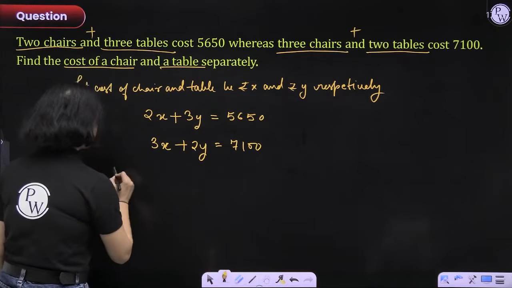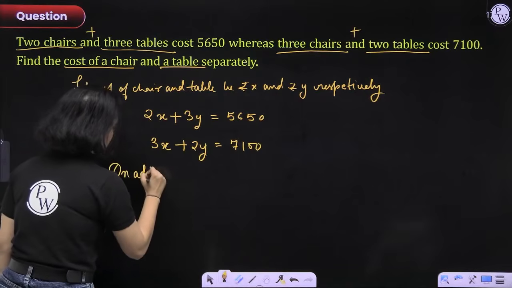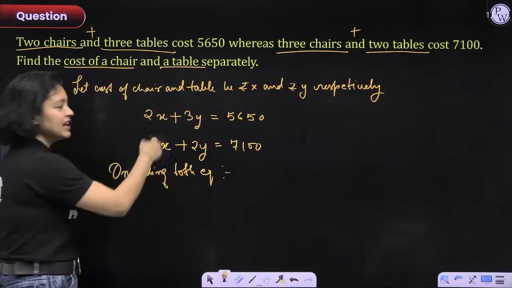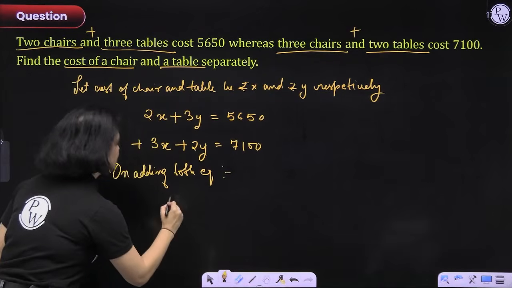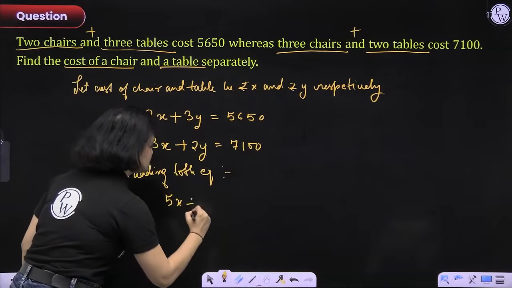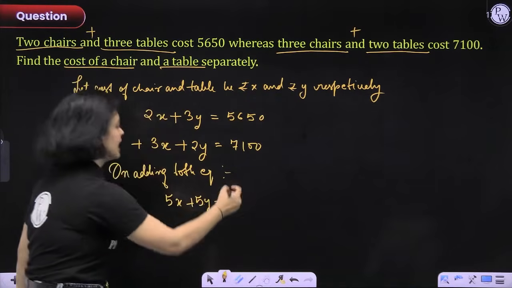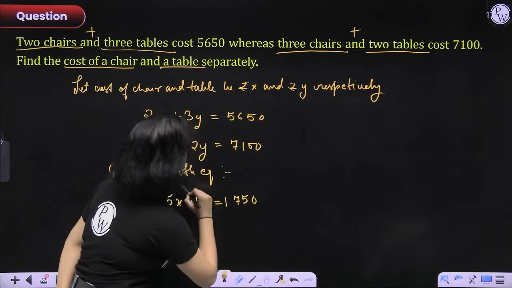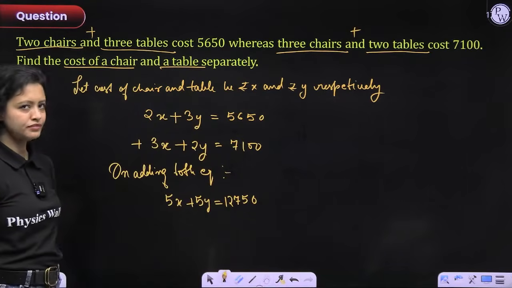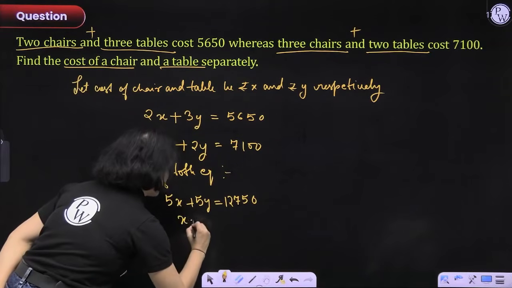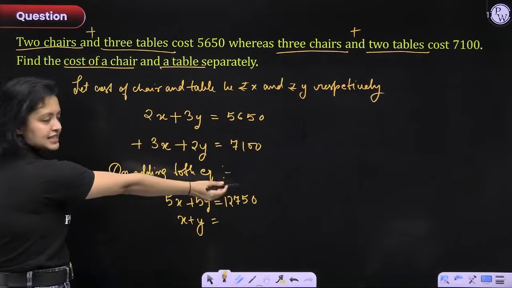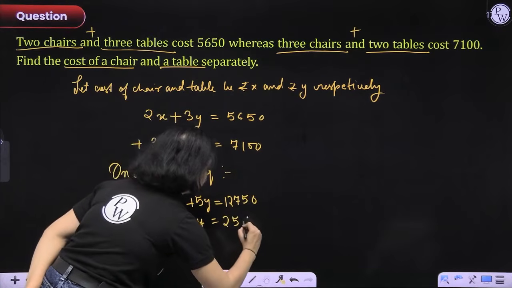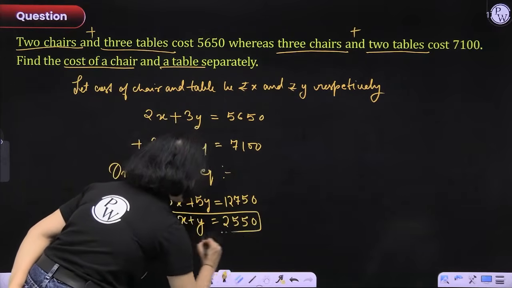So first of all, on adding both equations, I will simply add, guys, because we have done it multiple times. 2x plus 3x is 5x, 3y plus 2y is 5y, equals, if you add this, 5650 plus 7100 is 12750. Now you can take 5 common and divide the entire number by 5. So what do you get? 5 into 2 is 10, 5 into 5 is 25, 5 into 5 is 25, and 0 here. So this is one equation that we got: x + y = 2550.